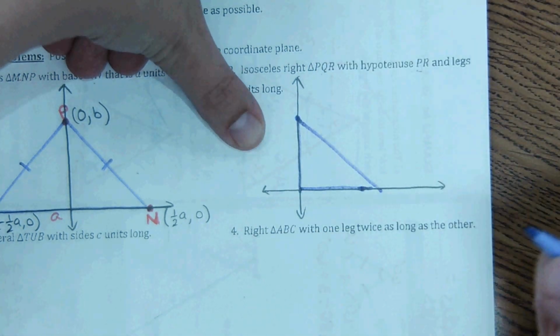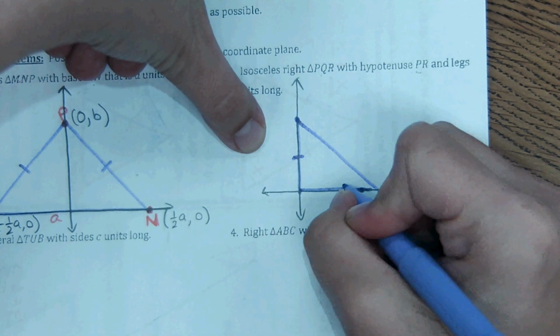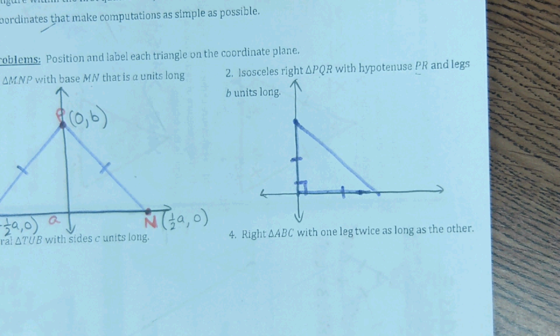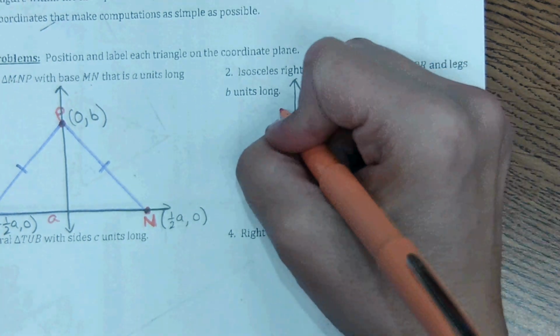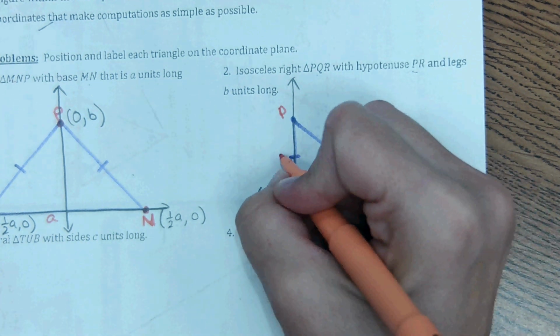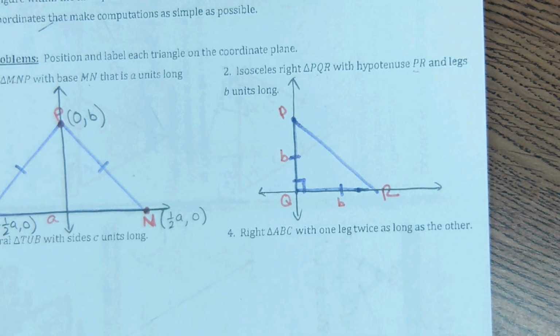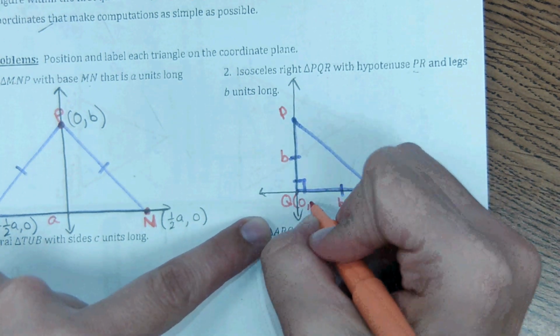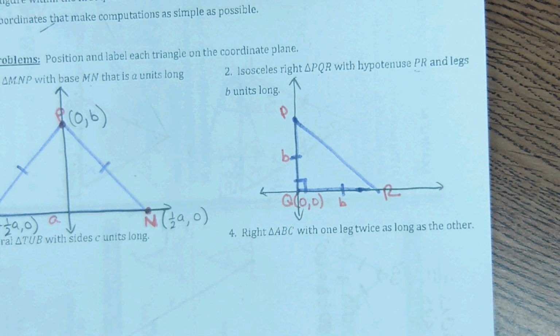This can be a little longer. It's supposed to be isosceles, so this is supposed to be the same length as this. And then it's also supposed to be a right triangle. Hypotenuse is PR, so I'll put PR, and then Q would be right here. And then the legs are B units long. B units long. Cool.